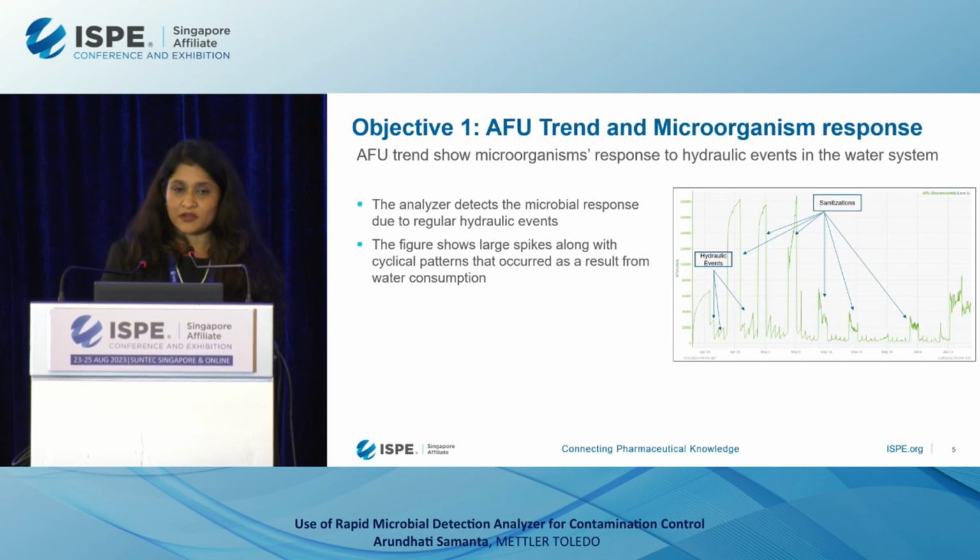First one here, what you see in the graph, let me see if I can point. Yeah, I can. What we have here is a graphical representation of the data. The green line you see here are your AFUs. What you see here are the regular responses of your AFU for routine operations. These are the spikes. The biggest ones you see are mainly sanitization, when the temperature goes up. The small ones you see here are also results from routine maintenance in the water system.